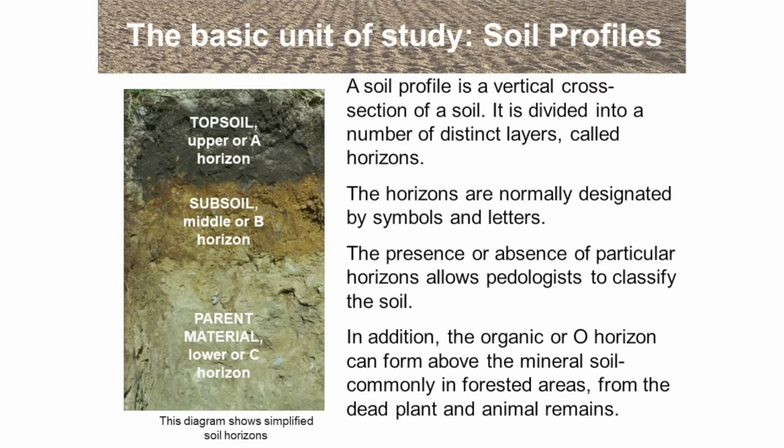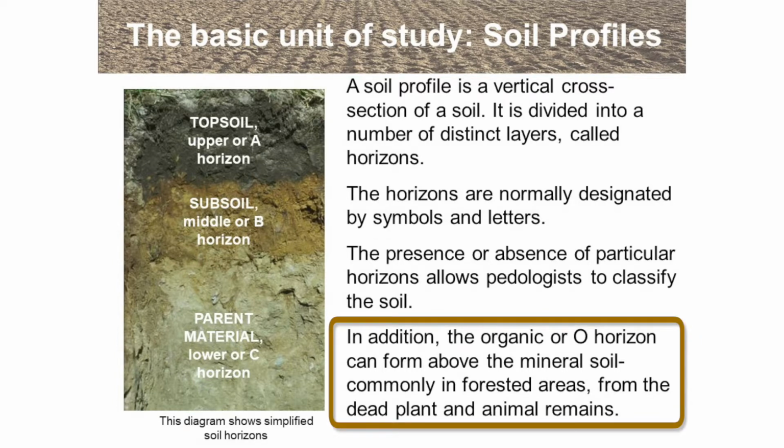Note the three horizons shown here: a topsoil, the upper or A horizon, a subsoil, middle or B horizon, and at the bottom of the soil profile parent material, the lower or C horizon. This is a very simple soil profile, and often there are many more horizons than this. In addition, the organic or O horizon can form above the mineral soil. This occurs commonly in forested areas and results from the remains of dead plants and animals.